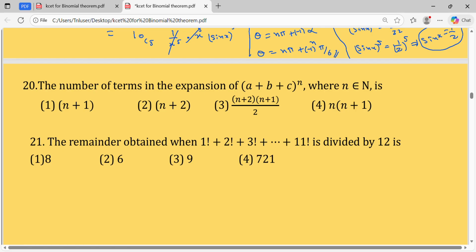Now question 20. The number of terms in the expansion (a plus b plus c) whole power n is given by a direct formula: n plus 1 into n plus 2 by 2. Option 3 is the correct answer.